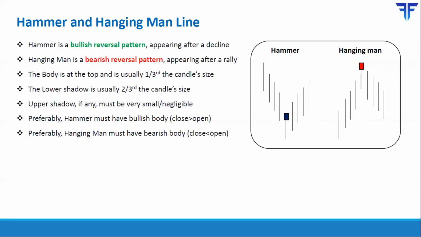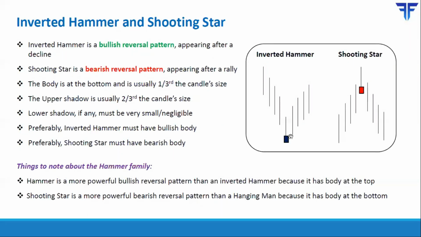situated at the bottom. Now thinking about psychology, a hammer is a more powerful reversal pattern than an inverted hammer because the real body is situated at the top. It indicates a scenario wherein bears were in control for that particular period. On the other hand, if you look at an inverted hammer, the real body is situated at the bottom. So it kind of gives you a feeling that the bears are probably still in control of the market. So it's not as strong a bullish reversal pattern as a hammer is.